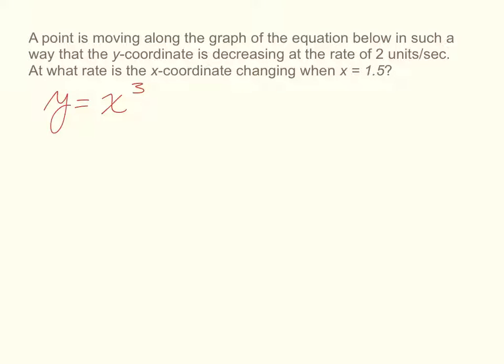A point is moving along the graph of the equation below in such a way that the y-coordinate is decreasing at a rate of 2 units per second. At what rate is the x-coordinate changing when x equals 1.5?